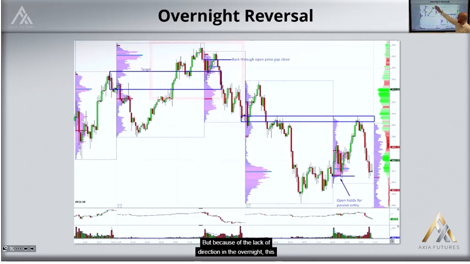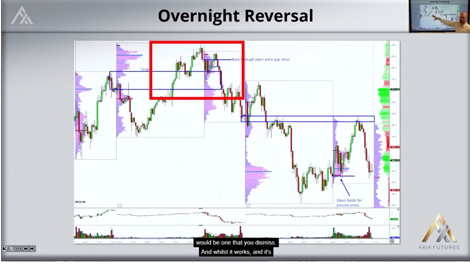But because of the lack of direction in the overnight, this would be one that you'd dismiss. Whilst it works and it's tempting to say, look at a great example, that would be dismissed on the basis that this is not directional in the overnight, so therefore you don't have this sort of pent up overnight positioning that is vulnerable to reversal.